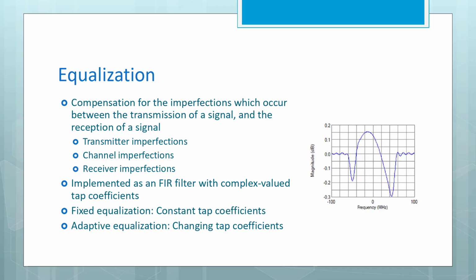Fixed equalization keeps those tap coefficients constant. They're the same all the time. Adaptive equalization is constantly changing the tap coefficients and updating them.